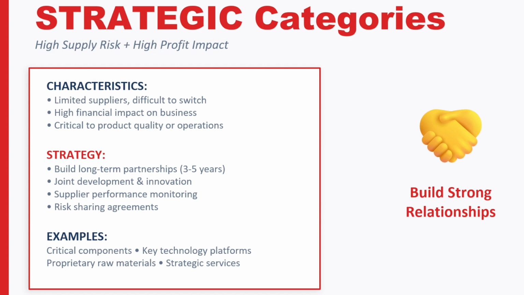Because the supplier is quite niche, there are agreements in which the supplier asks that if there is any risk in supply, then we all need to share. If you talk about examples, it's like critical components, key technology platforms, which are software like SAP and all, proprietary raw materials, and strategic services. So if any of your suppliers falls under the strategic category, you need to build a strong relationship.